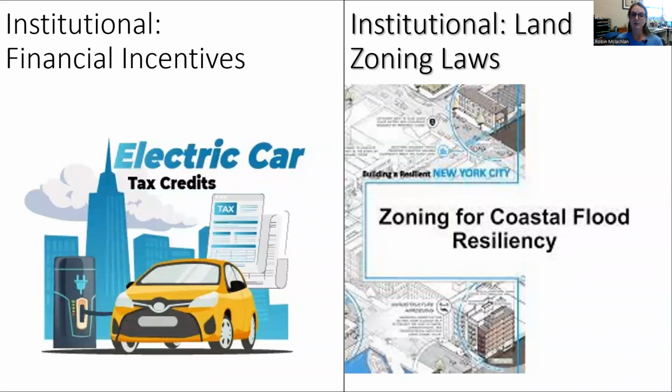Institutional, thinking about how our institutions can guide our actions. Institutions can set up financial incentives, such as getting a tax credit for buying an electric car, or zoning laws that say, in this location, you cannot build homes because it's not safe due to these climatic reasons, right? You can't build a home on the beach. That's a zoning law, right? So all of these different categories used together are what allows us to adapt to climate change.